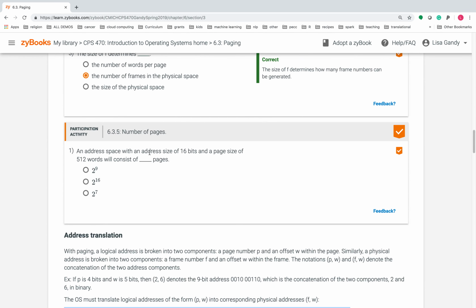So an address space with an address size of 16 bits and a page size of 512 words will consist of how many pages? So we have to figure out how many bits is 512. So let's see, let me think. 1, 2, 4, 8, 16, 32, 64, 128, 256, 512. So that's going to be 9. So we would have 9 bits for 512. So 16 minus 9 is going to give us 7. Yeah, there we go. Okay.